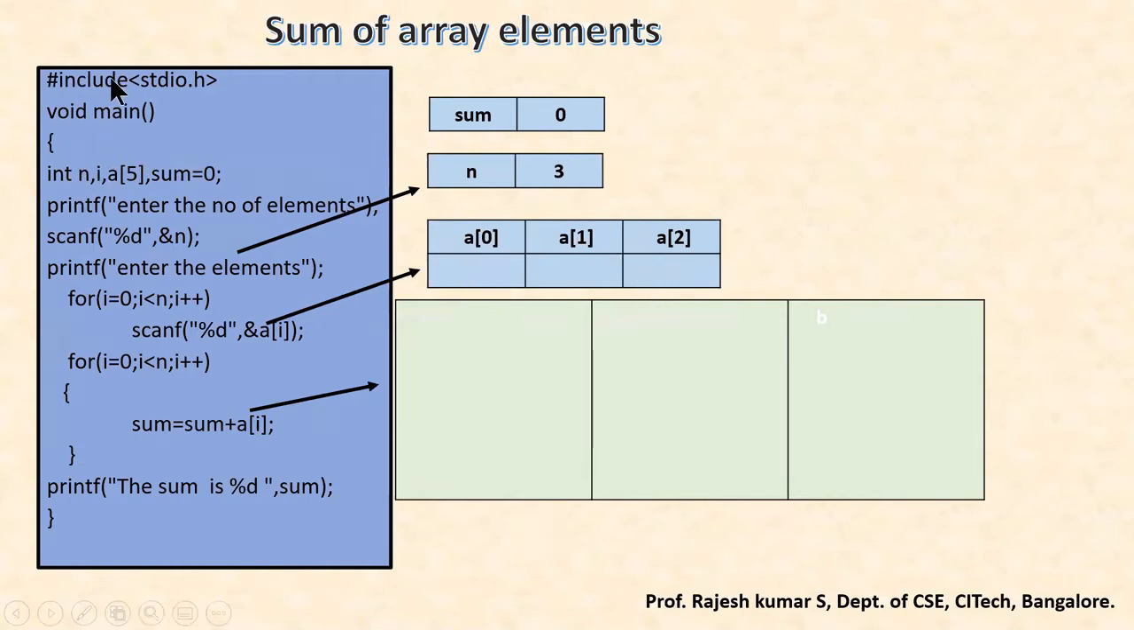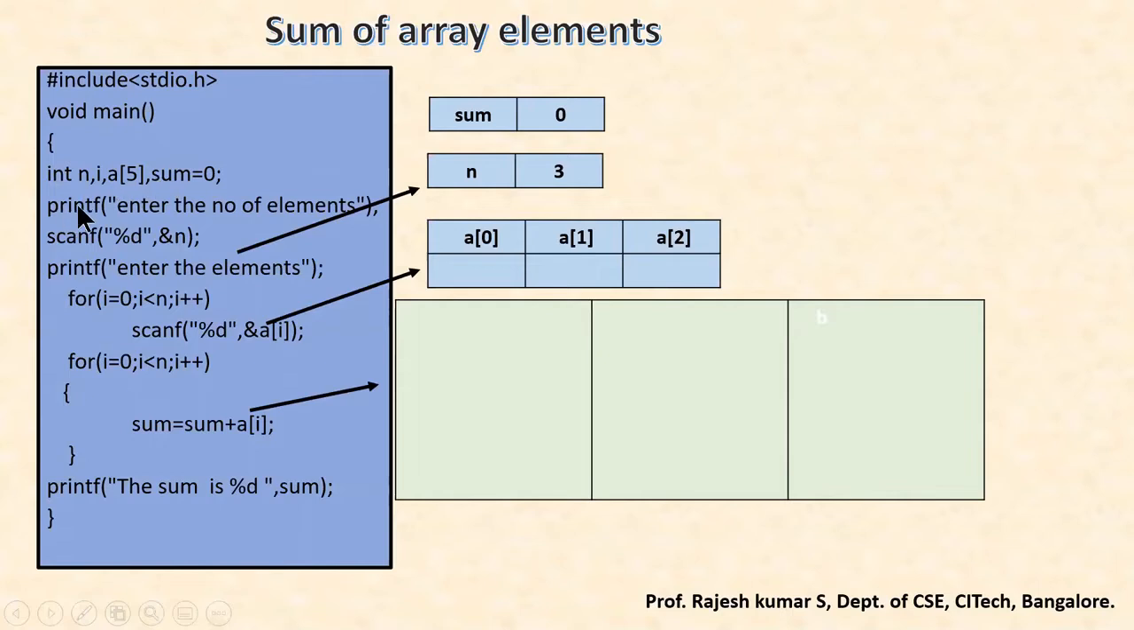So #include <stdio.h> is a header file I'll be using. Void main, we start the program by writing void main. After void main, the very first line will declare the variables which are required for our program. Here n is a variable, i is a variable, e of 5, an array of size 5, we have declared. Sum is a variable which is initialized with the value 0.